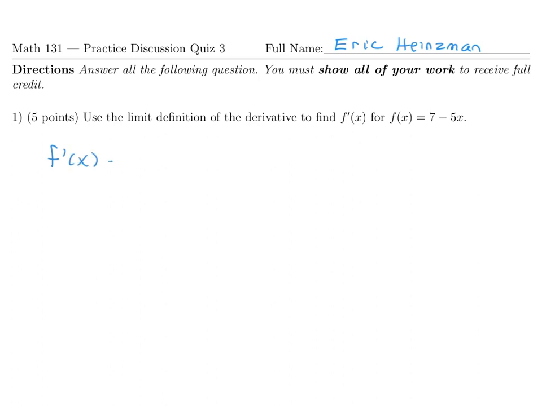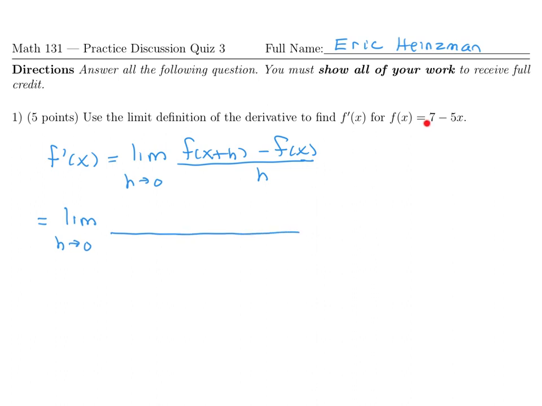F prime of x is equal to the limit as h goes to 0 of f of x plus h minus f of x, all over h. What I'll do in this limit definition is first put x plus h in place of all of the x's. So let's start there. We get that this is the limit as h goes to 0 of, so f of x plus h is 7 minus 5 times x plus h. So we're substituting x plus h in place of x.